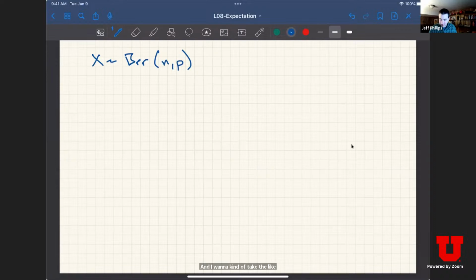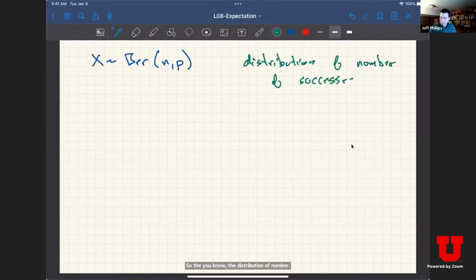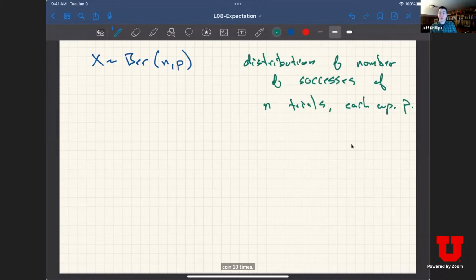And I want to take the sum of things, right? So this is the distribution of the number of successes in n trials, each with probability p, right? So I flip a coin 10 times, or let's say I want to count the number of 4s I rolled on a die. I rolled it 10 times, and each has probability 1/6, right? So that is the number of 4s, not the total value of all the die. So it's slightly different than the previous example. What is the expected value of X?